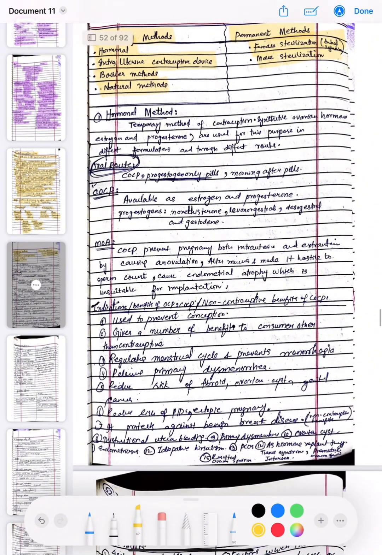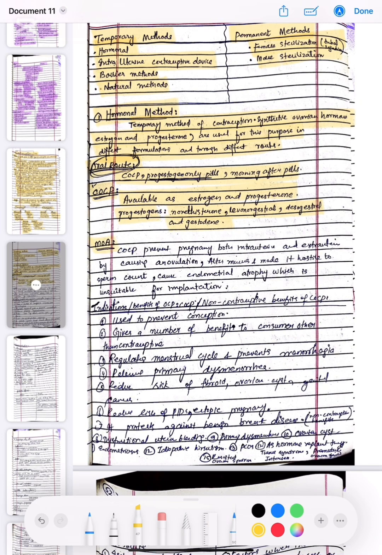So let us discuss the hormonal methods first. For temporary contraception, synthetic ovarian hormones, estrogen and progesterone, are used in different formulations and through different routes. Oral routes are combined oral contraceptive pills, progestogen-only pills, and morning after pills. The combined oral contraceptive pills are available as estrogen and progesterone. The progestogens are norethindrone, levonorgestrel, desogestrel, and gestodene.